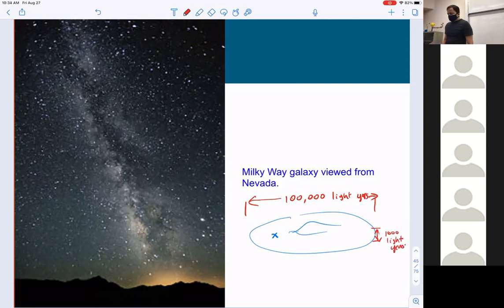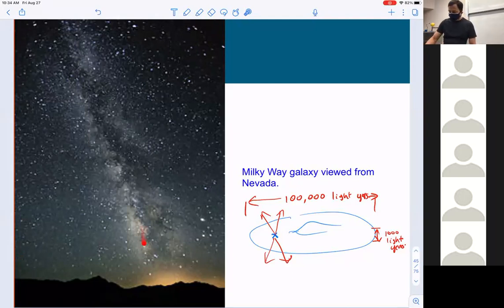So how do we explain this image on the left? Well, we're here, and if we were to look away from the plane of the galaxy, away from the batter of the pancake, if you will, then we're looking out into space and we don't see a lot of stuff. So that corresponds to looking out here or looking out there. You're looking somewhere where there aren't a lot of stars.